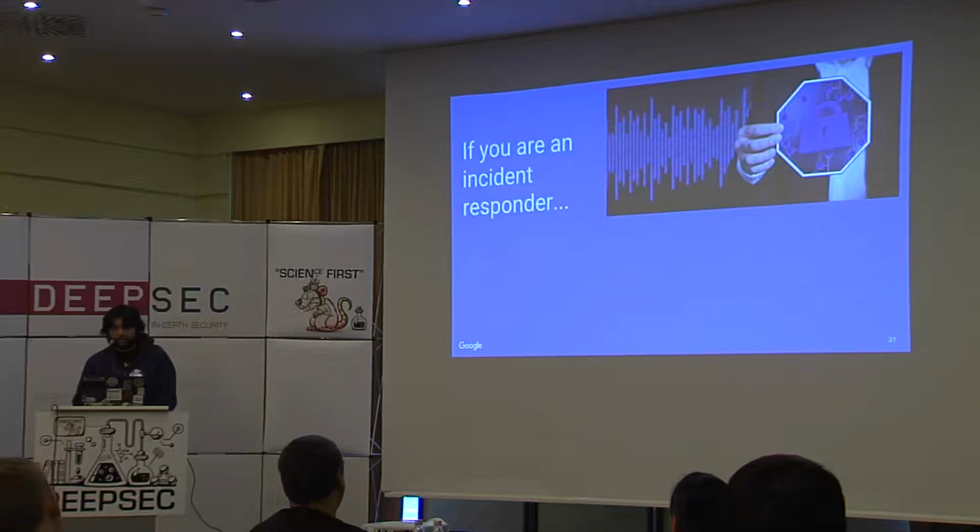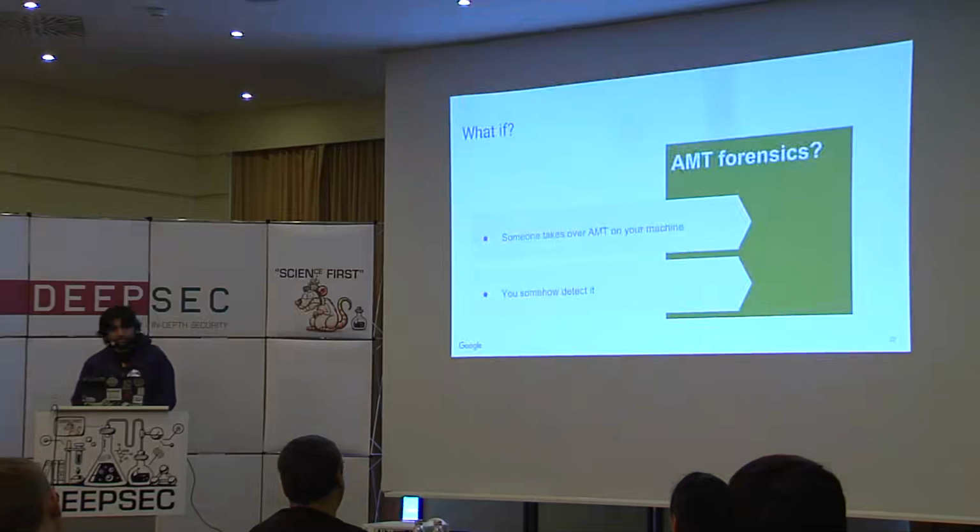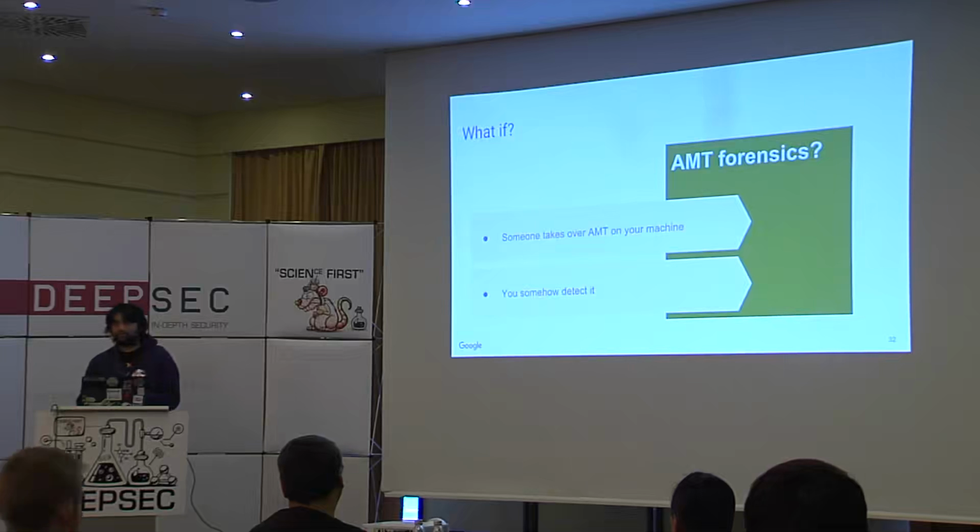What if you're an incident responder? So this is the last part of my presentation. Someone takes over AMT on your machine, excuse me, and you somehow detect it. What options do you have? So de-chipping is an option because it's physically on a chip, but it's not scalable in terms of cost or time. The AMT API, without knowing the admin password, is useless. Of course, you can use the auth bypass vulnerability I mentioned earlier, but you should have patched that, right?